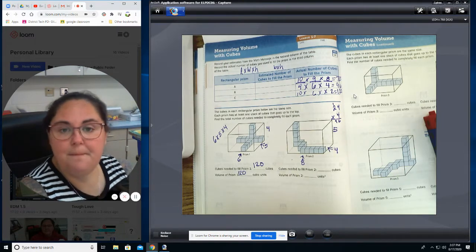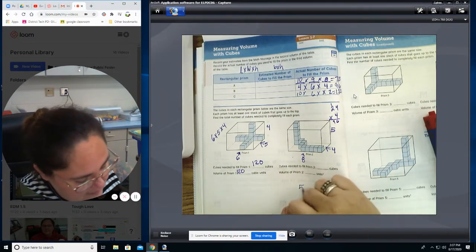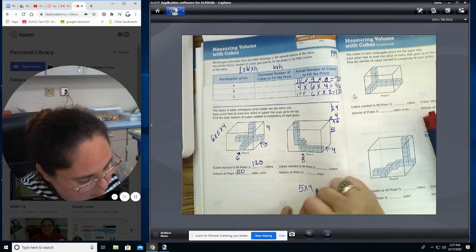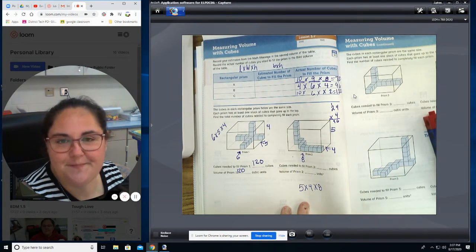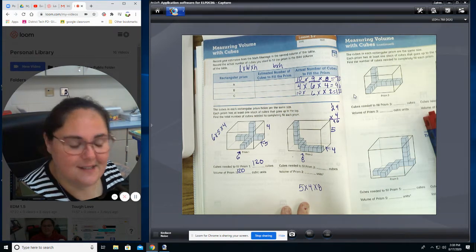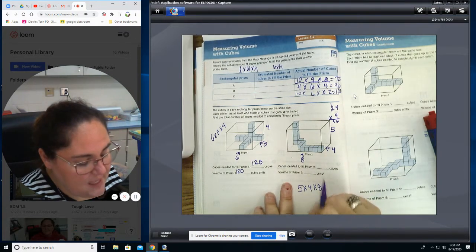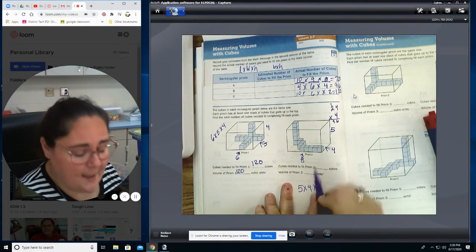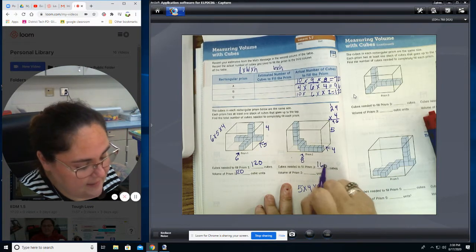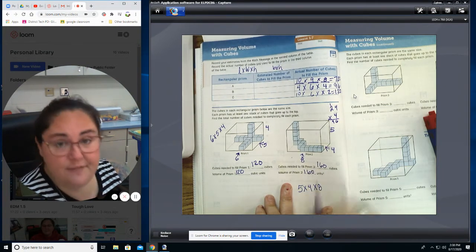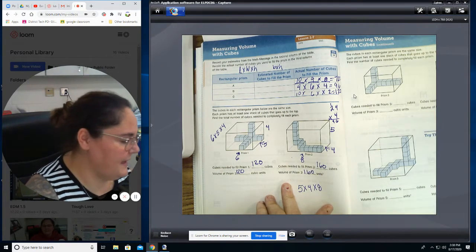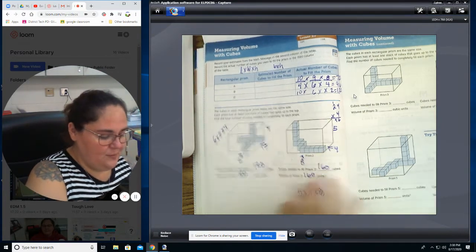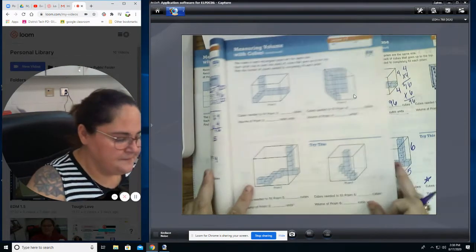So now you're going to multiply. 5 times 4 times 8. Pause the video if you need to. Great. 5 times 4 times 8. So 5 times 4 is 20, times 8 is 160. So it'll take 160 units to fill that prism. Awesome. All right. Now we're going to start getting more and more tricky, guys.